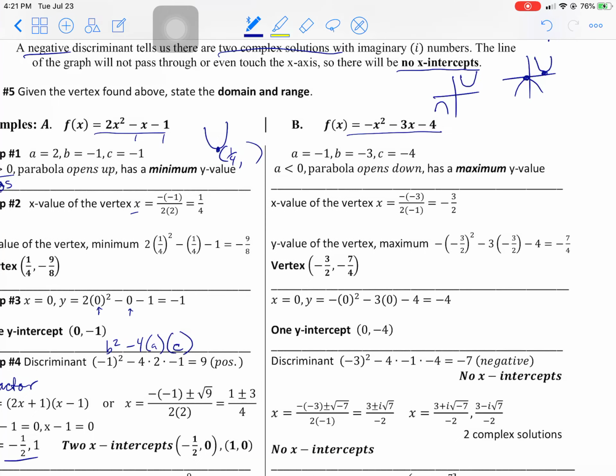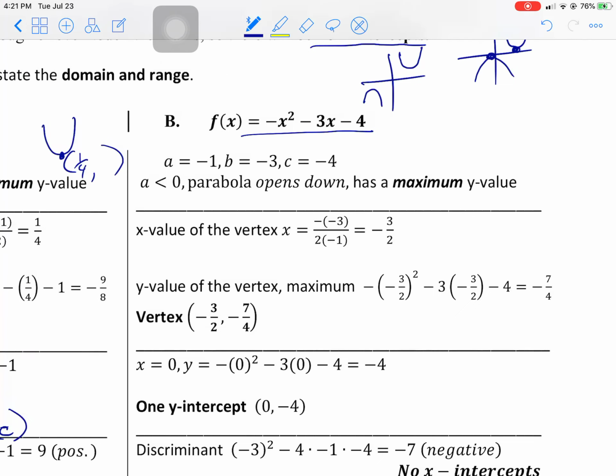So look at this one over here. This one has a negative 1. It's in the proper order. Negative 1 is A. B is a negative 3. C is a negative 4. Since A is negative, the parabola opens down, having a maximum value.